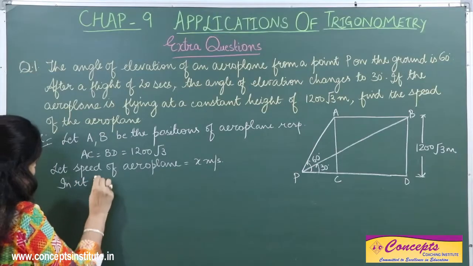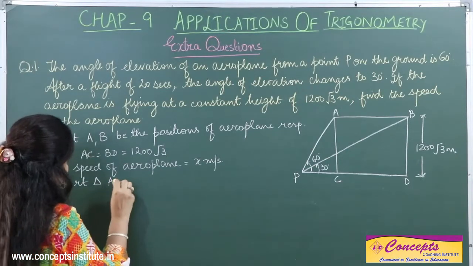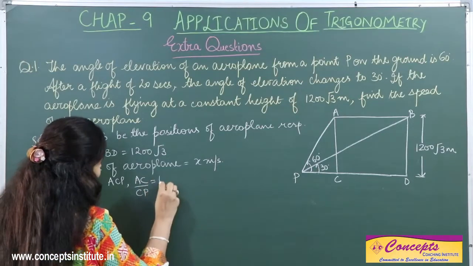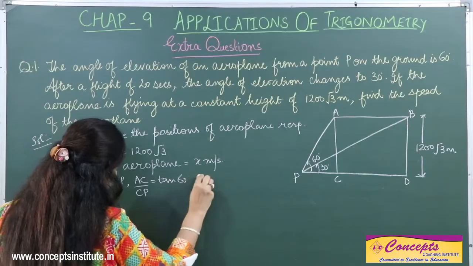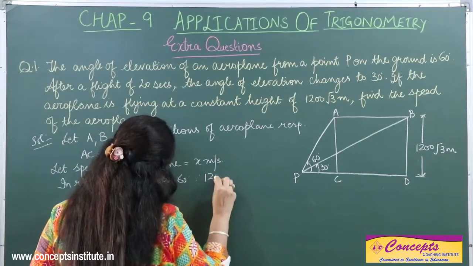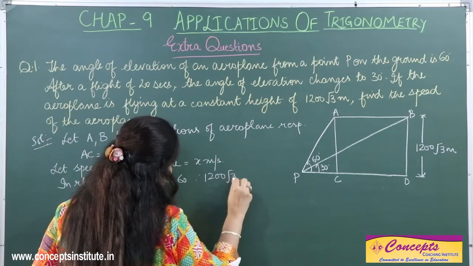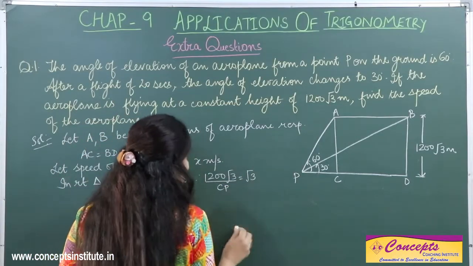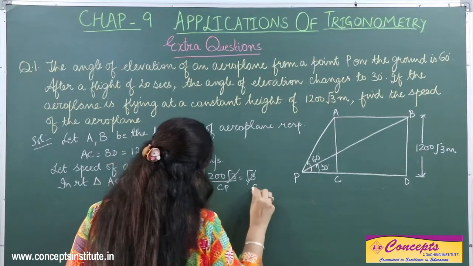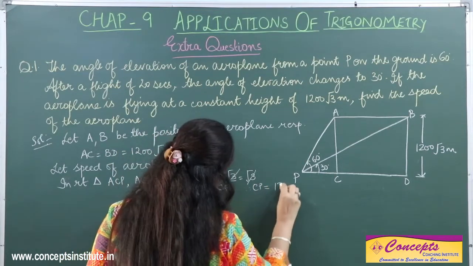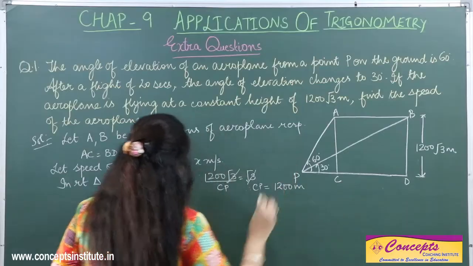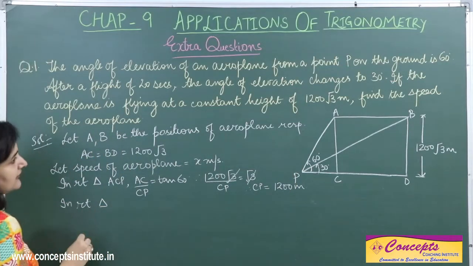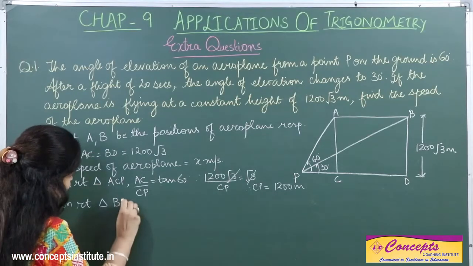In right triangle ACP, we have AC upon CP, that is equals to tan 60. So therefore I have 1200 root 3 upon CP, and what is tan 60? It is root 3. So root 3 and root 3 get cancelled out, therefore CP comes out to be 1200 meter. Now applying the same in right triangle BDP.